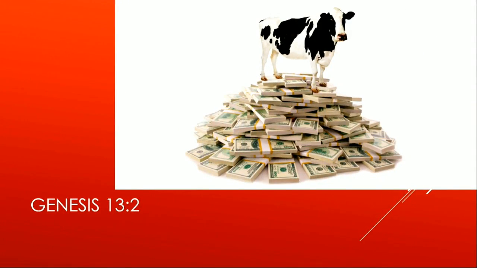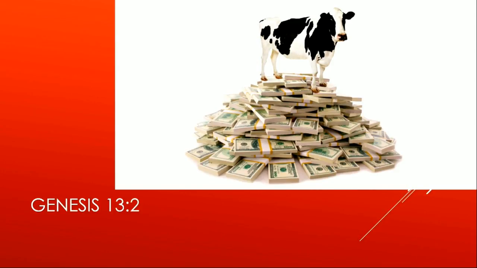Get Genesis chapter 13, verse 2. Read. And Abram was very rich in cattle, in silver, and in gold. So Abram was very, very rich. He was very wealthy in what? Very rich in cattle, in silver, and in gold.